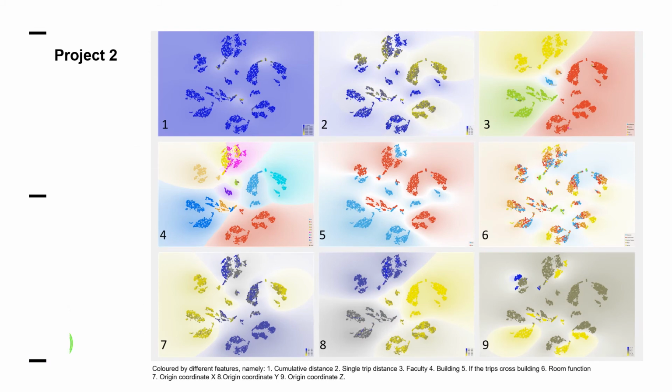Project 2 uses the dataset from the HDR case study. Features of the data include pairwise trip distances, faculty names, building names, room functions, and room Cartesian coordinates. The same t-SNE plot was colored by different features, and it is clear that t-SNE performs the clustering well by being able to distinguish each individual feature.